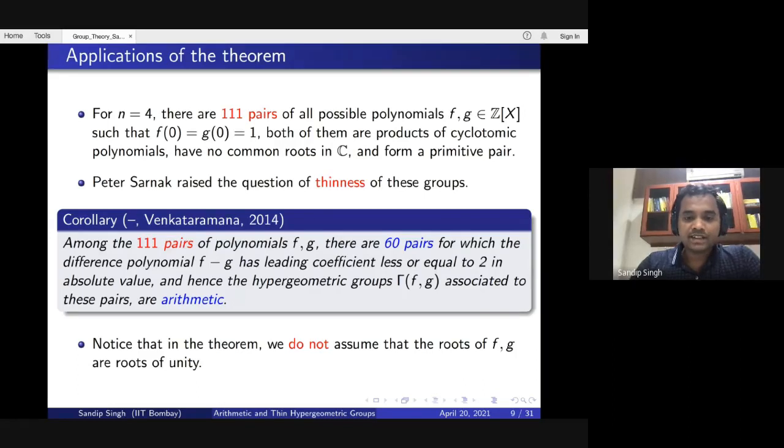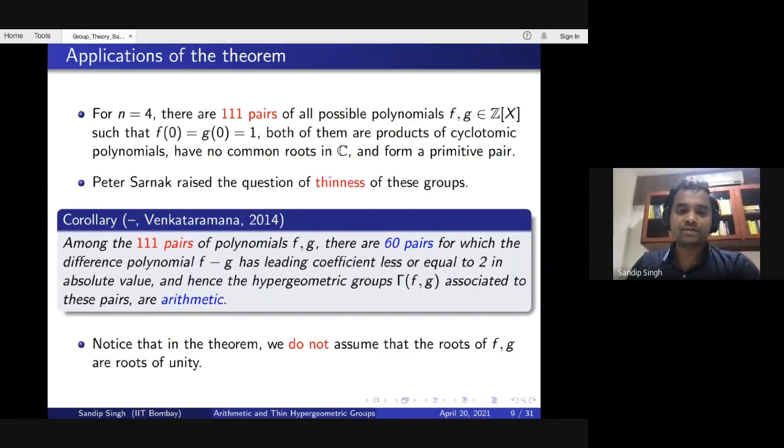Notice that in the theorem, we do not assume that the roots of f and g are roots of unity. We just assume that they are integer coefficient polynomials and they satisfy the conditions of Beukers and Heckman. As an application of that theorem, you see that more than half of these 111 pairs satisfy the conditions of our theorem, and their arithmeticity follows.